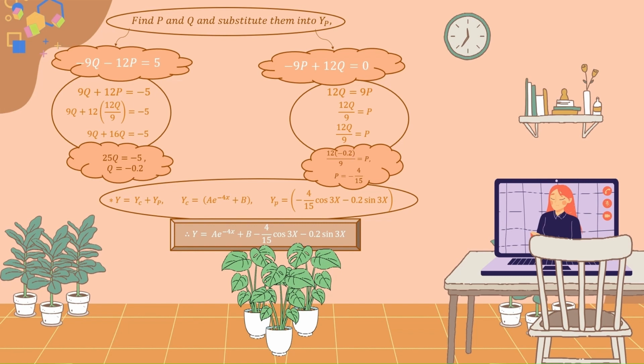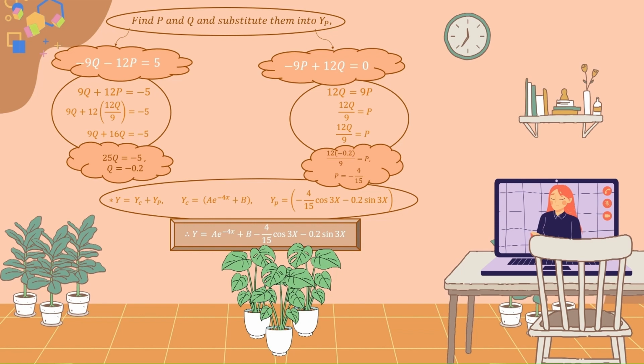We can turn the equation to positive by taking the negative 5 to the other side, which will give us 9q plus 12p equal to negative 5. And in the other equation, negative 9p plus 12q will equal 0. We can easily find p from this equation, which will be 12q divided by 9 equal to p.